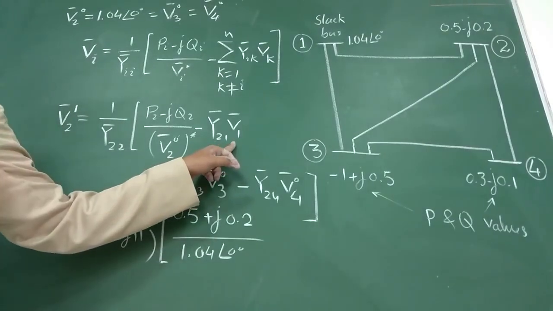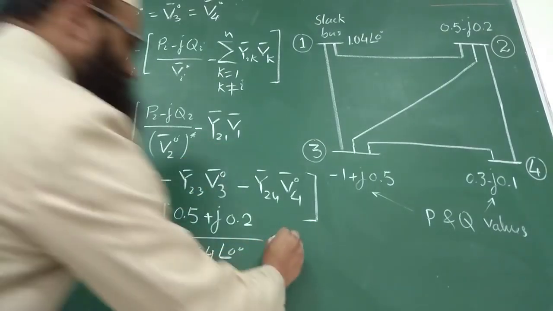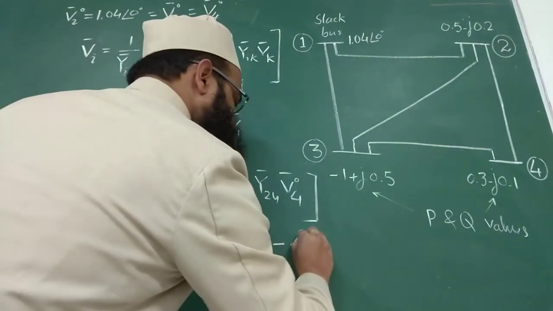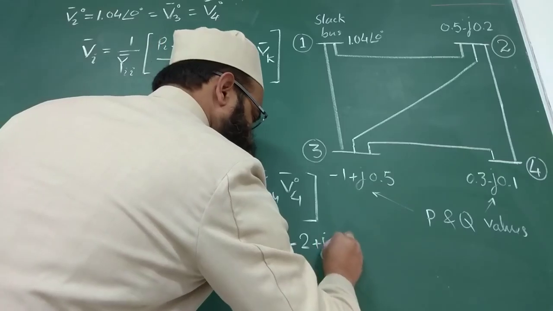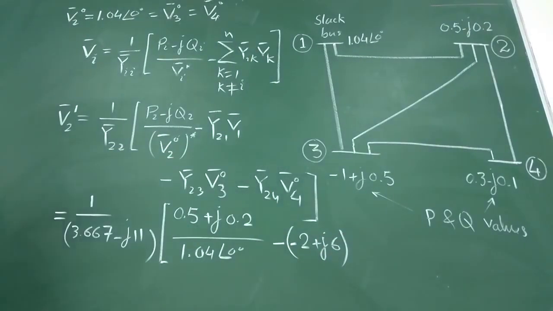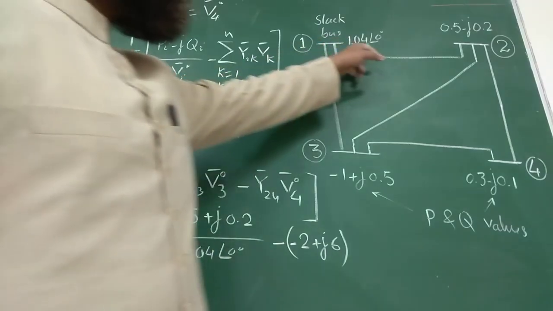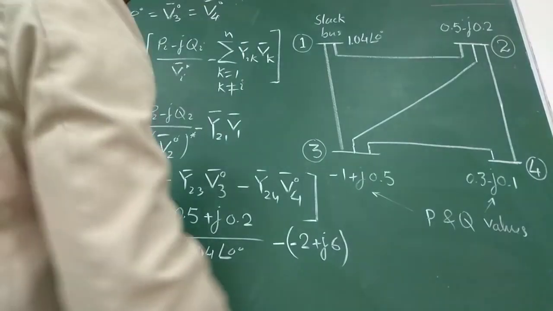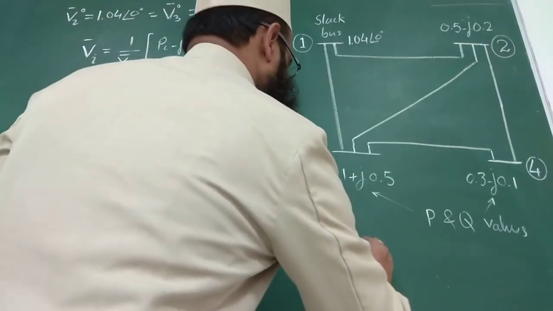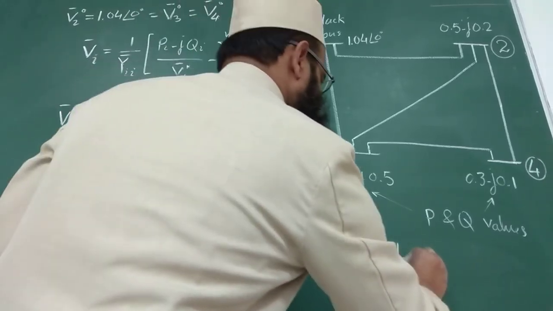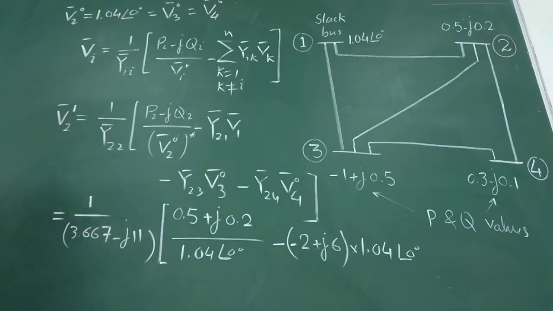Y21 V1. What is Y21? Y21 is minus 2 plus J6. Okay, this is Y21. What is V1? V1 is nothing but 1.04 for slack bus. It is already specified. Put that value, 1.04 angle 0 degree. Okay.